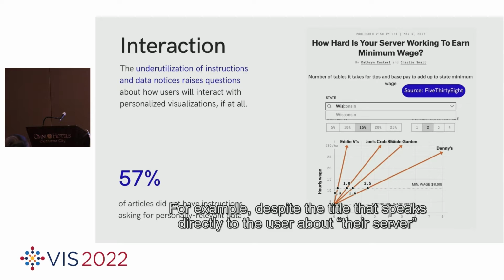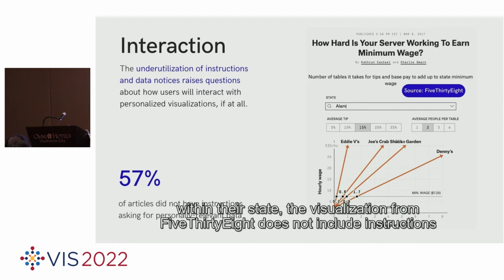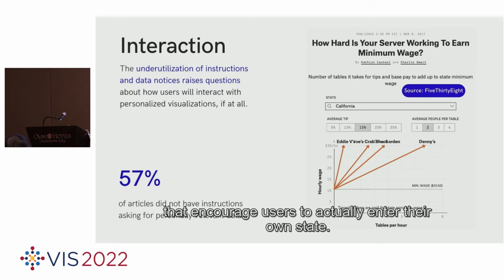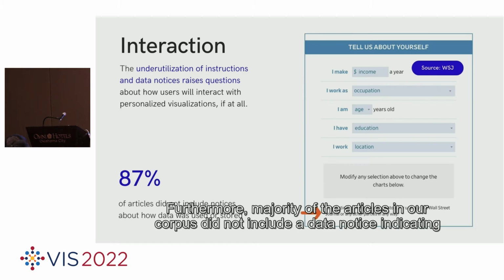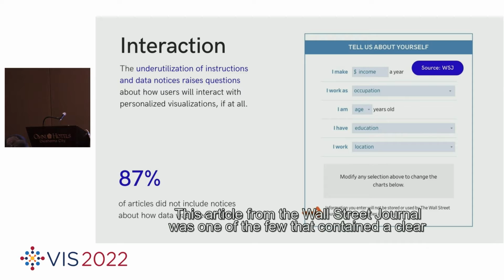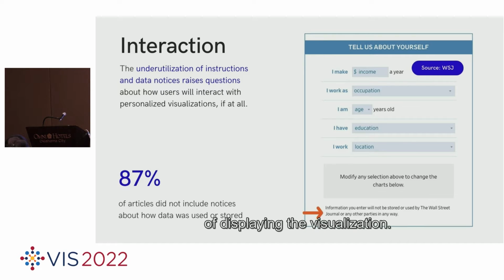For example, despite the title that speaks directly to the user about their survey within their state, the visualization from 538 does not include instructions that encourage users to actually enter their own state. Furthermore, the majority of the articles in our corpus did not include a data notice indicating how users' information would be handled or stored. This article from the Wall Street Journal was one of the few that contained a clear notice, explaining that information users entered would not be stored or used outside of displaying the visualization.